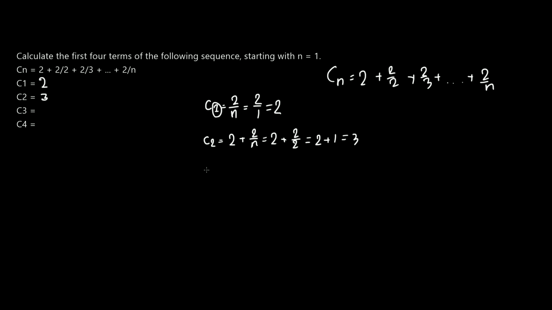And the pattern will continue from here. So for c sub 3, we're going to have the previous answer, which was 3, and we are going to add 2 over n, which is again 3. So 2 over 3. And the answer for that one will be 11 over 3. And then for the last one, c sub 4, we are going to have the previous answer, 11 over 3, and we are going to add 2 over n, and n is 4, so 2 over 4. And the answer for that one will be 25 over 6.